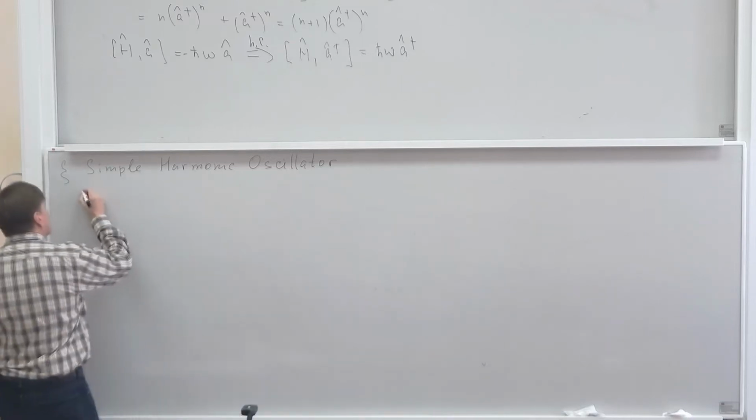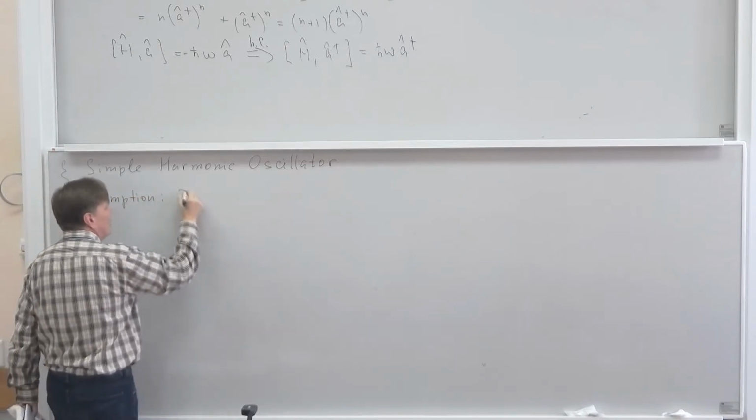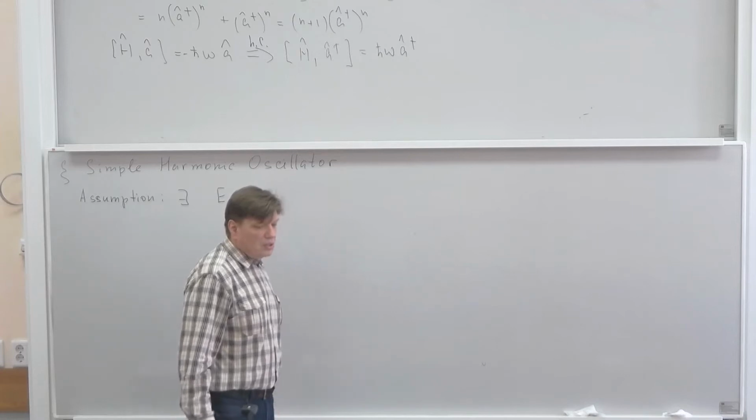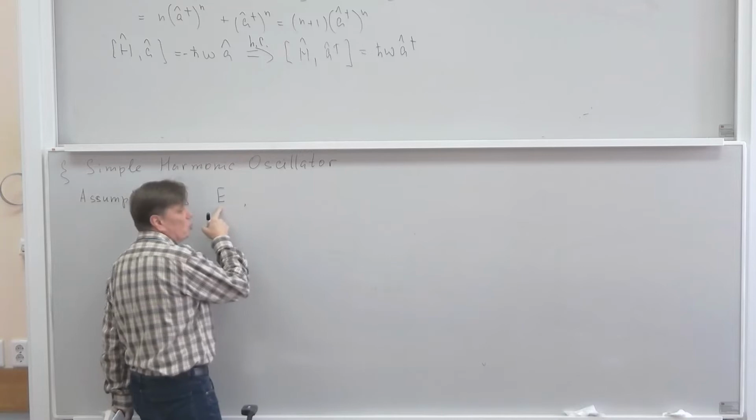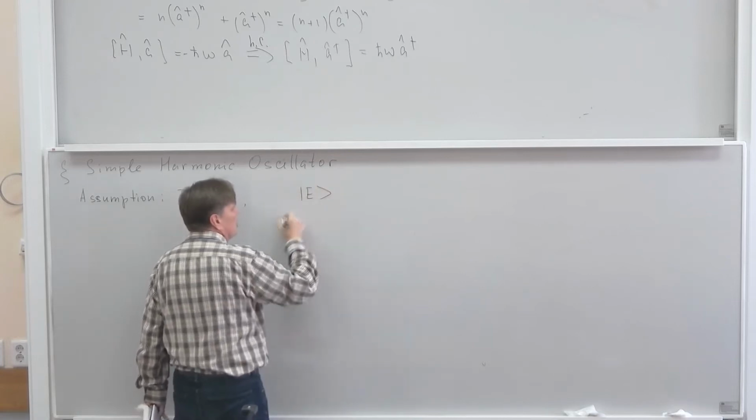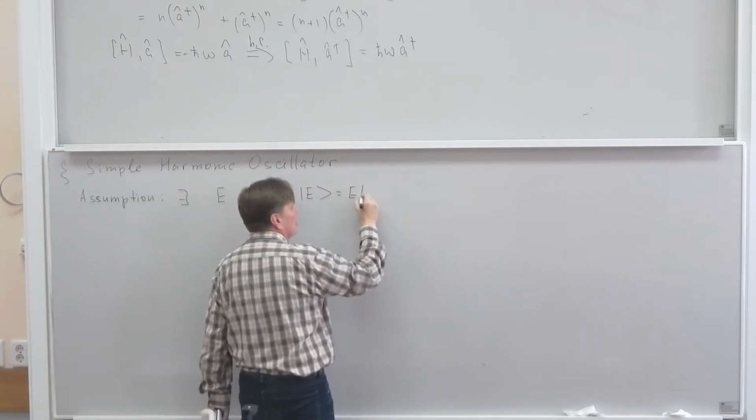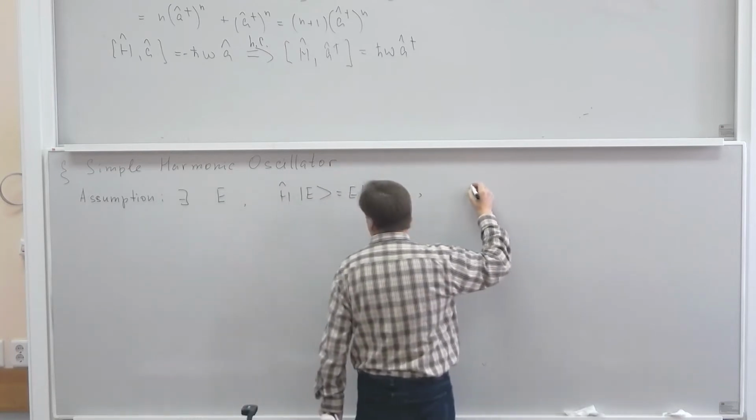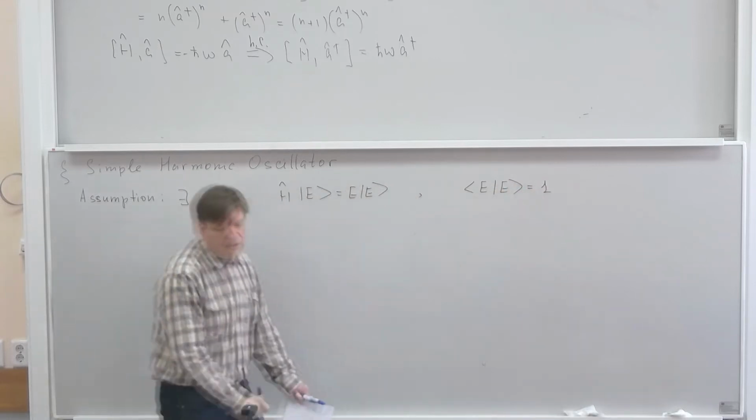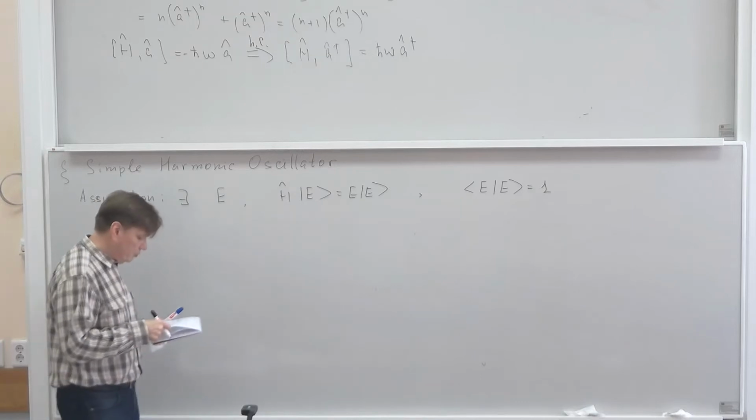So our assumption: there is an eigenvalue belonging to the discrete part of the spectrum. In the formula I will denote the corresponding eigenvector by the same letter E. So I suppose that there is an eigenvector E such that H on E gives me the eigenvalue E times E, and the norm of the state E is equal to 1. This is my only assumption about the energy spectrum.